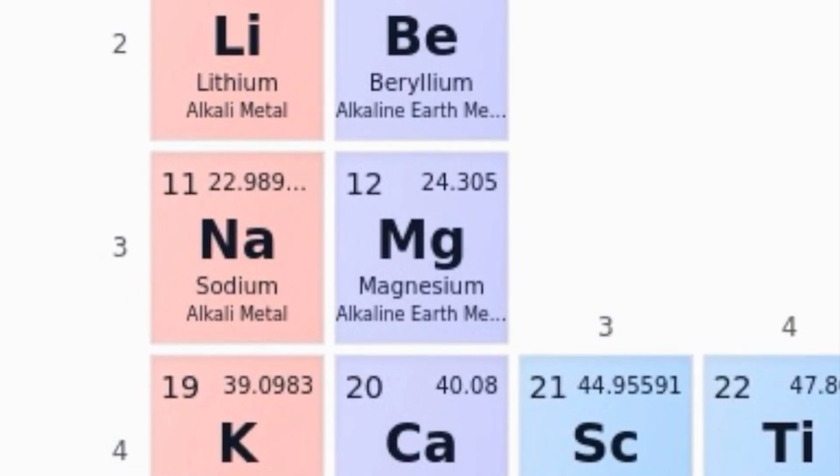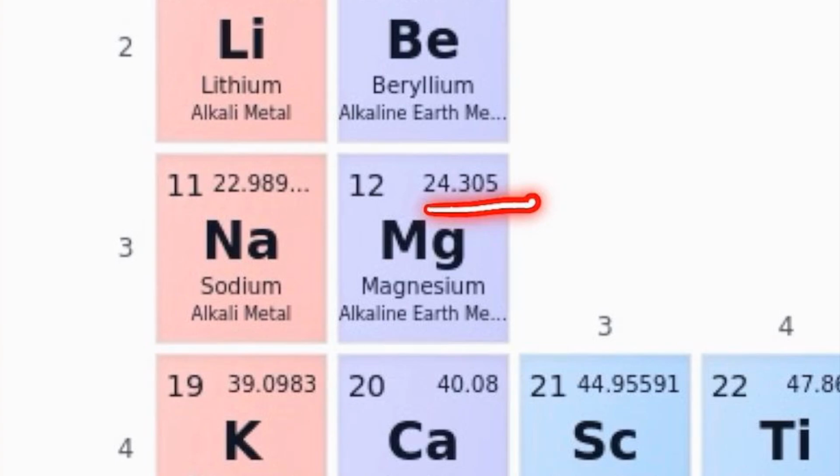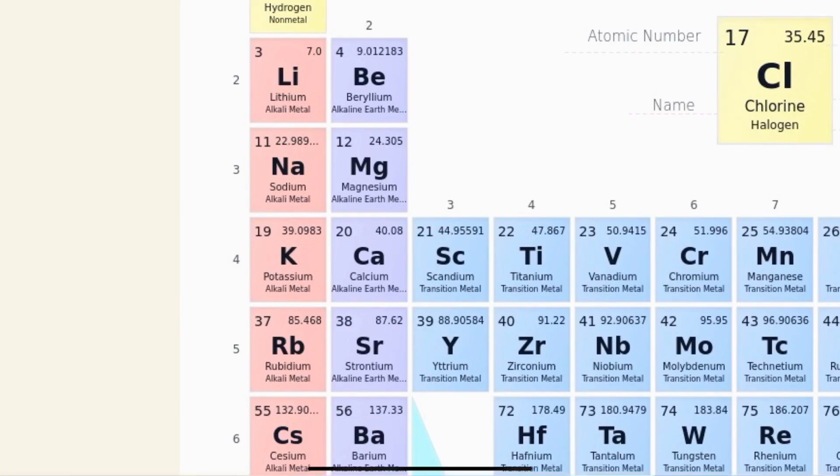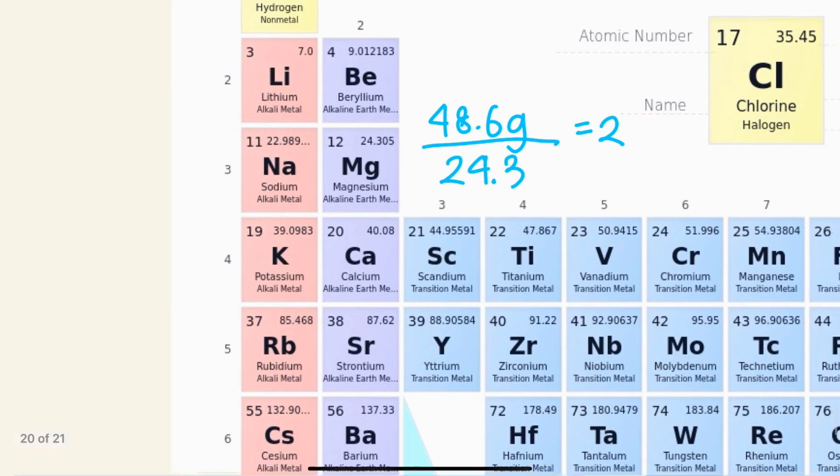Magnesium has a molar mass of 24.3 according to the periodic table. If we had a sample of magnesium that weighs 48.6 grams, we would divide this number by its molar mass. 48.6 divided by 24.3 is 2, so we know that our sample has 2 moles of magnesium. But I'll show you this on a train track to show you how that would make sense.